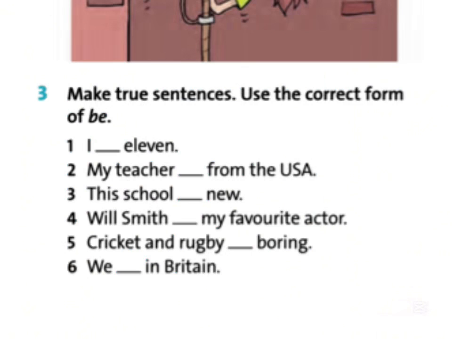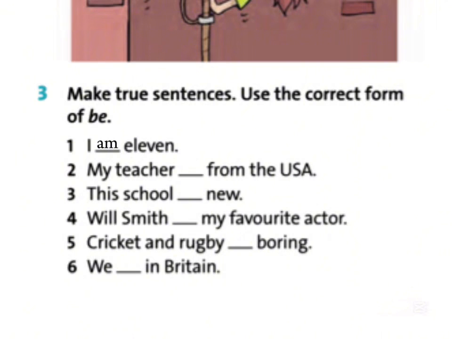Exercise number 3. Make true sentences. Use the correct form of be. Дұрыс сөйлемдер құрастырамыз және де be формасын, дұрыс формасын таңдайтын боламыз. Am, is, are. Үшеуін, біреуін таңдау керек болады. I am 11. Мен 11-демін.